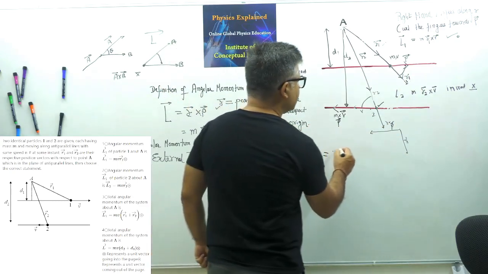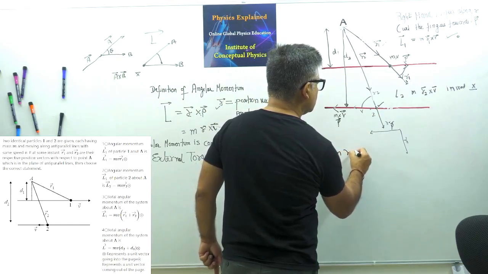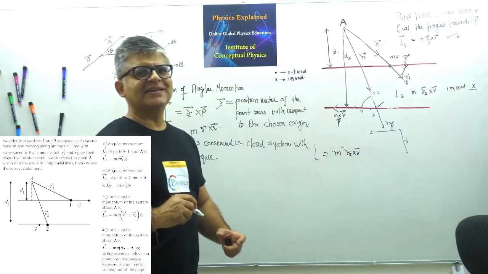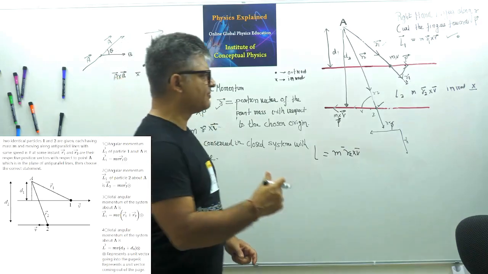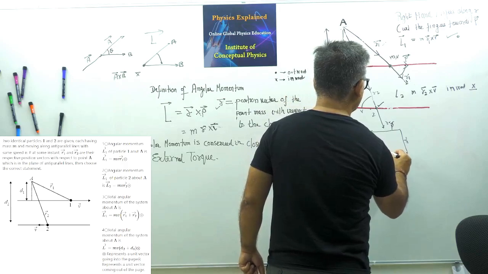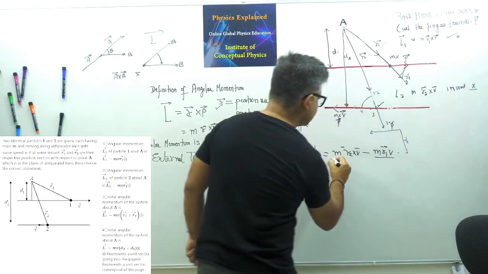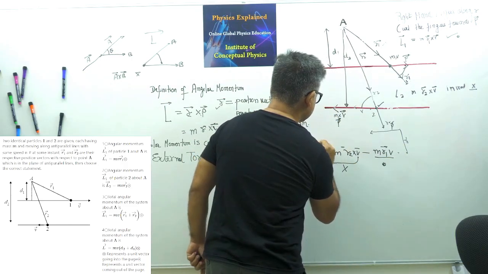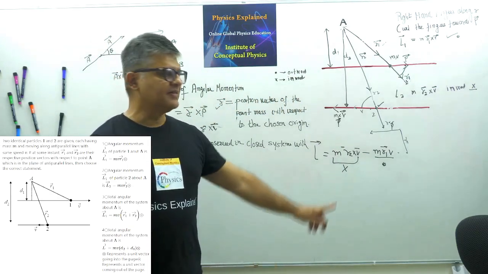So I will write the inward one first. So M R2 cross V. This is inward. And let's say the notation says that the outward one is smaller. So we will subtract it. Minus MR1V, right? So this is outward, right? This is inward. This is outward. And this is the vector notation, right? This is the correct answer.